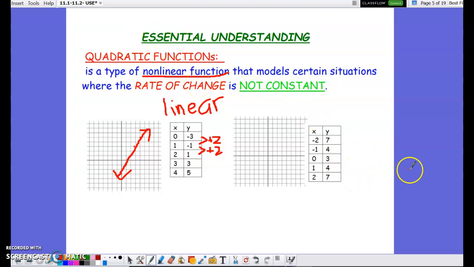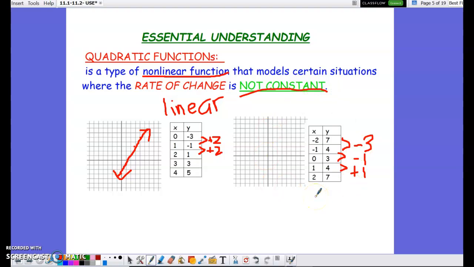And we see that if we look over here at the y values, how do we get from 7 to 4? Well, it looks like we subtract 3. How do we get from 4 to 3? Well, we subtract 1. 3 to 4 looks like we add 1. Clearly, that rate of change is not constant, which means it's not linear.